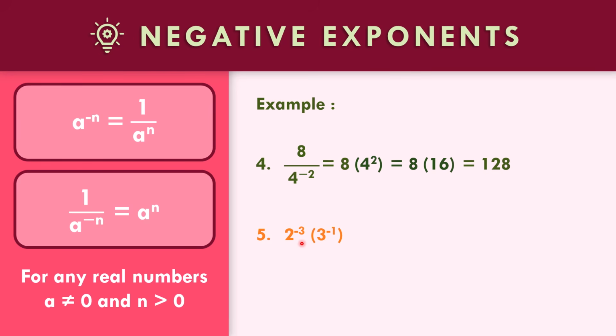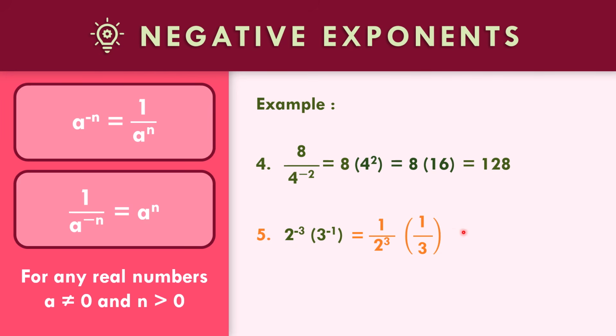How about number 5? 2 to the negative 3 times 3 to the negative 1. Both of the bases 2 and 3 have a negative exponent. So the negative exponent is in the numerator, so let us write it in the denominator. That becomes 1 over 2 to the third power. Also this one, 3 to the negative 1, that is 1 over 3 to the 1, or 3.